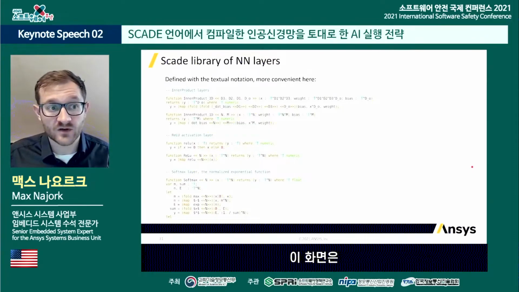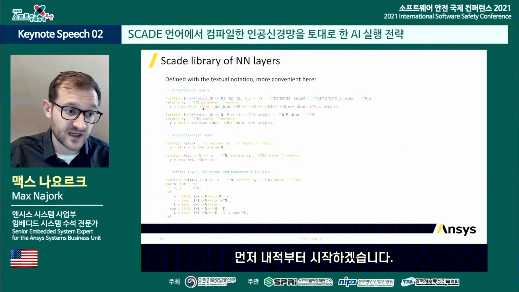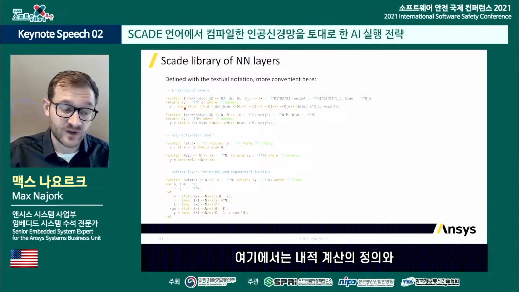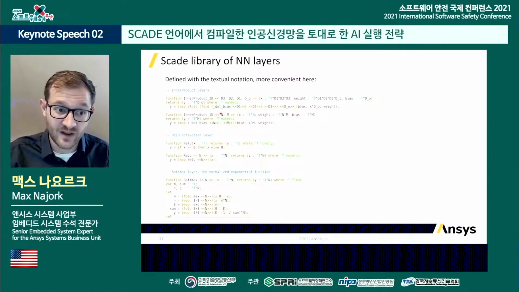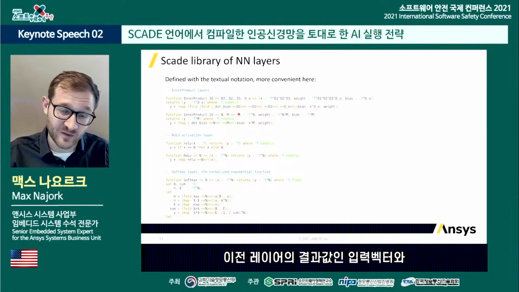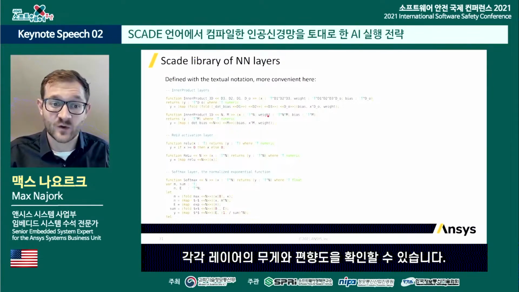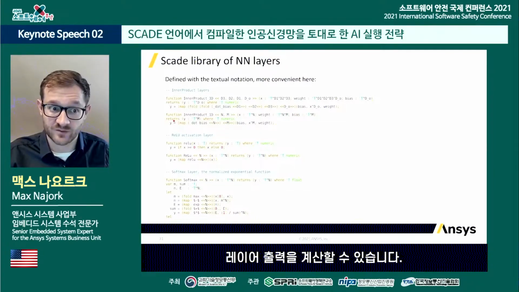Now here's an example of what a neural network library in Scade looks like. Let's start with the inner product. Here we can see the generic definition of the inner product computation. It gets two parameters in terms of dimensions, in terms of size, which are the size of the input vector and the size of the output vector. Then we can see the three inputs to that function: the input vector, basically the result from the previous layer, the weights of the individual layer, and the biases. Based on this, and based on the array operations, we can then compute the output of the layer.